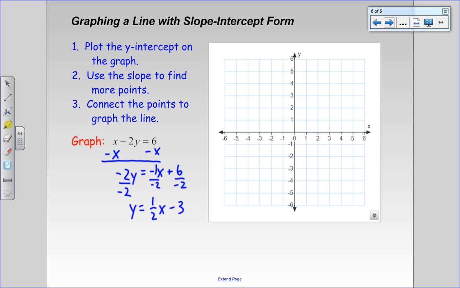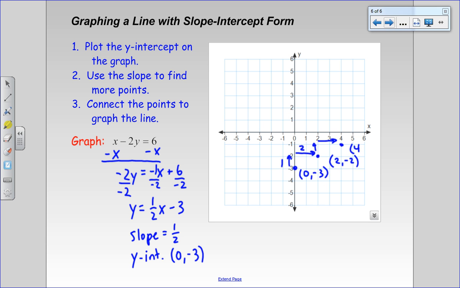So our equation is y equals 1/2 x minus 3, meaning the slope of the line is 1/2, and the y-intercept is the point (0, -3). So let's plot that y-intercept on the graph. We have a rise of 1 and a run of 2. So our point (2, -2) is also on the graph. Continuing in the same way, we see that the point (4, -1) is also on the graph. And now that we have these 3 points, we will connect them to graph the line.